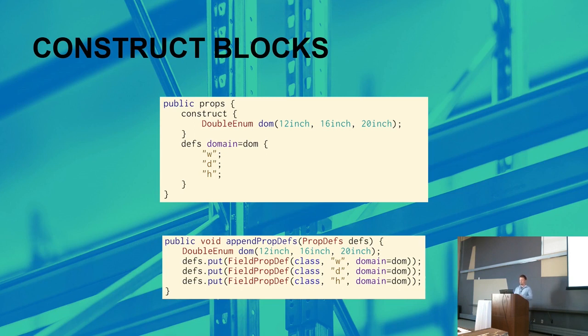That's handy because then you can start referencing things you set up in this block elsewhere. So here you can see I made a little domain, a double enum domain. I called it DOM. And then further on in the syntax, I just start using it. When it actually expands out, it's going to look something like you're seeing down here.